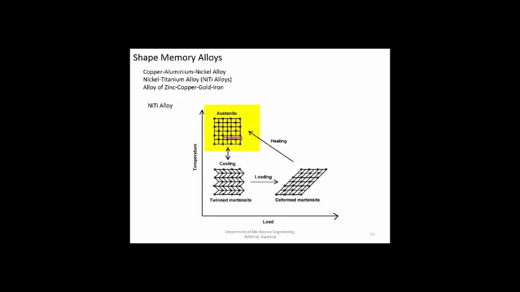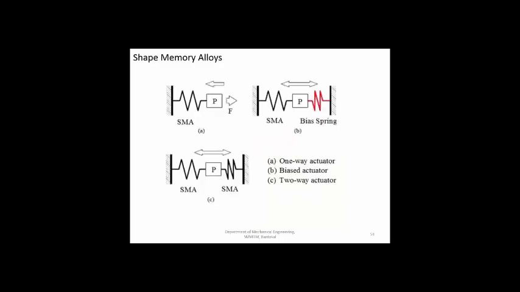The dimensions and other things are going to change. Its shape is going to change. So by applying a small force and a small heat, you are able to manage two different positions of the actuator, because it can take two different shapes. Because of this reason, it is possible to use a shape memory alloy as an actuator.